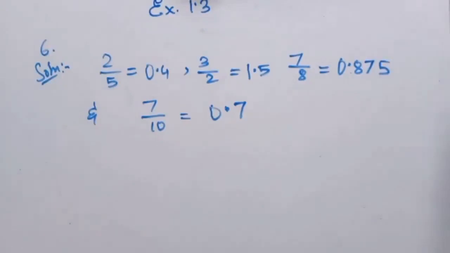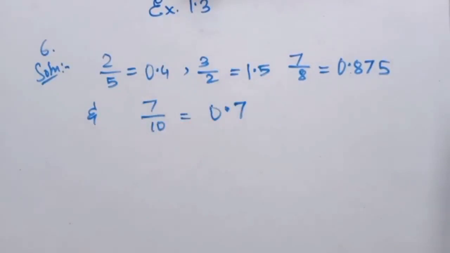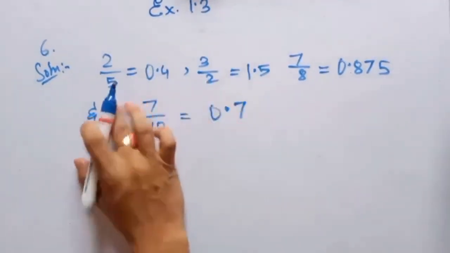So let us first consider the number 2 by 5. So we have taken the number 2 by 5, which is in the form of p by q and q not equal to 0. Likewise, the other numbers 3 by 2, 7 by 8, and 7 by 10 are numbers which are in the form p by q and q not equal to 0, and there is no common factor between the numerator and denominator other than 1. So after converting these numbers into their respective decimals, we get terminating decimals, which the question asks you to take up. So as you can see, the denominators of these numbers are either in the power of 2 or in the power of 5.